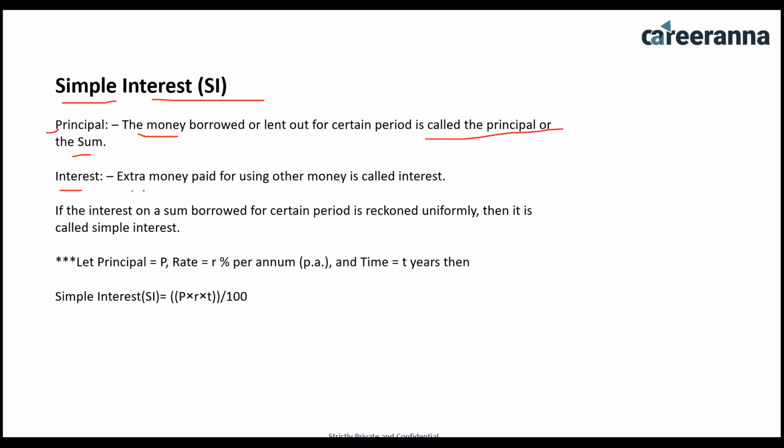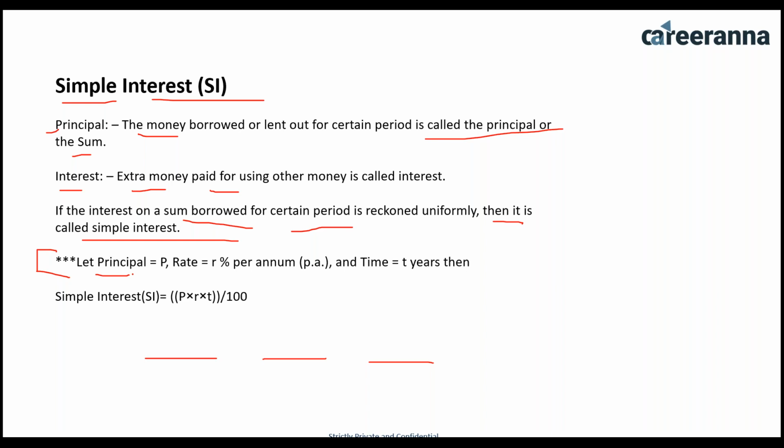What is interest? Extra money paid for using other money is called interest. I have taken a loan of 1,000 rupees from a bank, and if I have to return 100 extra on that amount, that means 100 would be the interest. If the interest on a sum borrowed for a certain period is reckoned uniformly, it is called simple interest. Suppose for 1 year the interest is 100, for another year it is 100, for the third year it is 100. So it is known as simple interest.